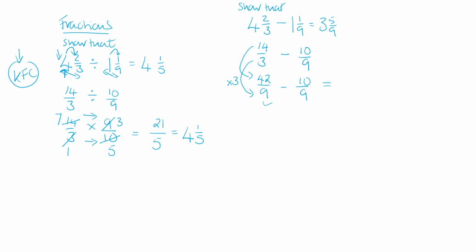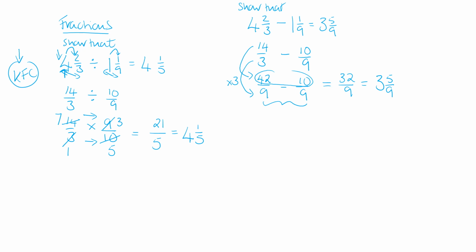And then once they're in that common denominator, I can just take away the tops. That's going to be 32 over 9. And 9 goes into 32 3 times and 5 remaining.